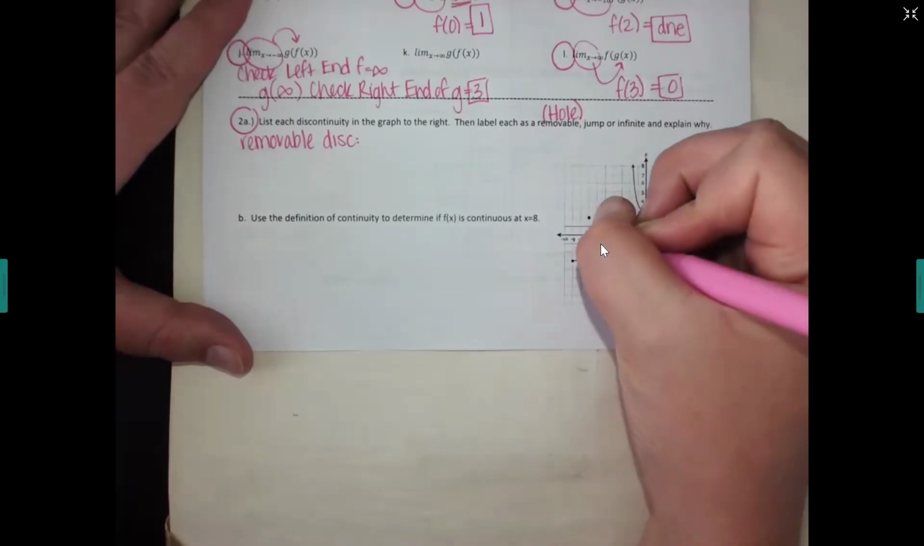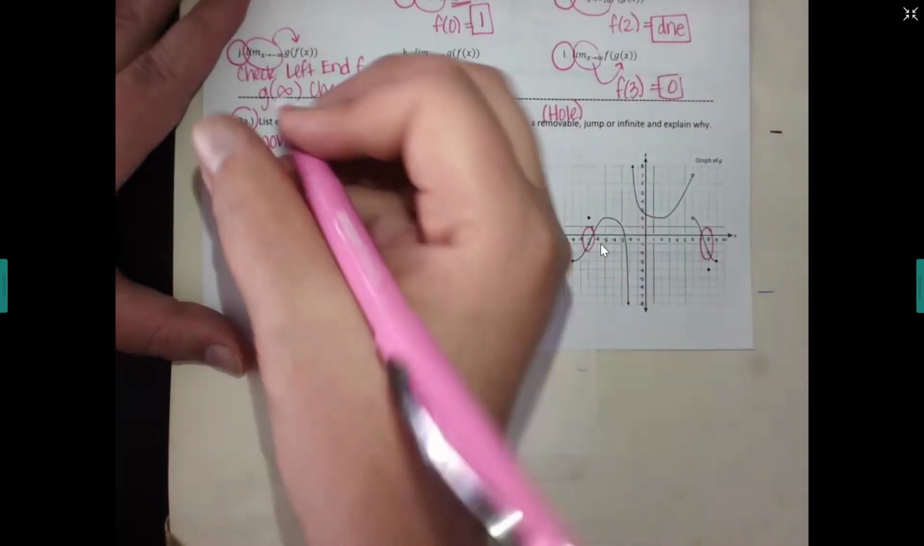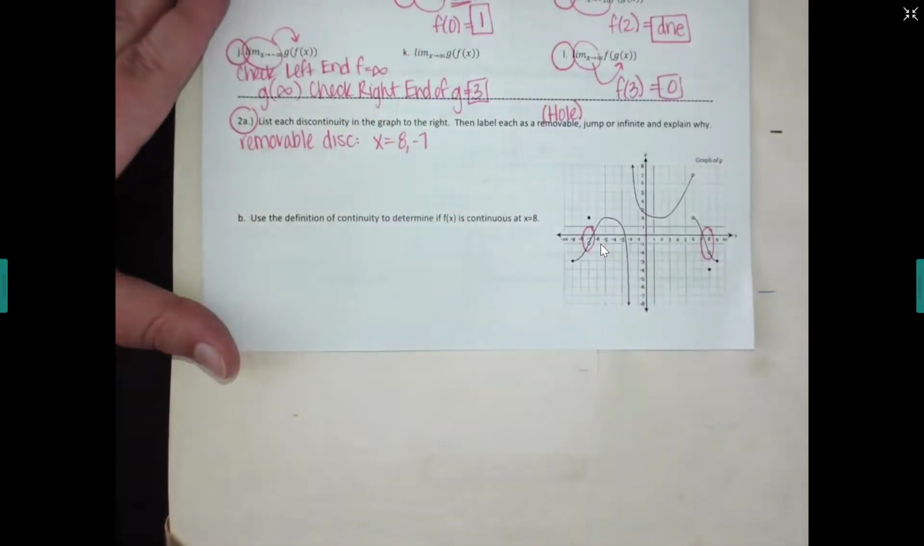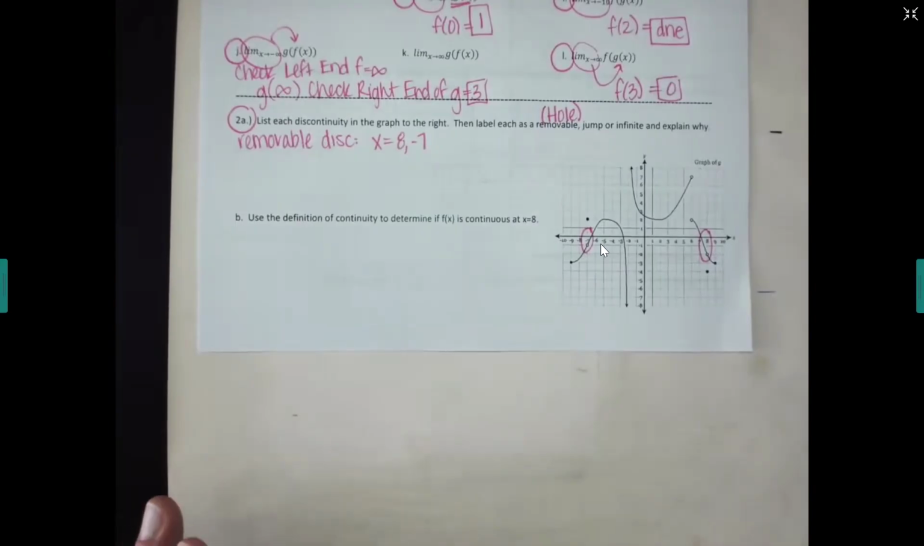8 and -7, yeah. Okay, so 8 and -7. Now let's talk about the graph at 6, but that's not classified as a removable because both sides aren't going to the same value. How would I classify 6? Not a removable, but a jump.